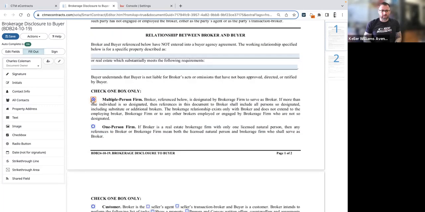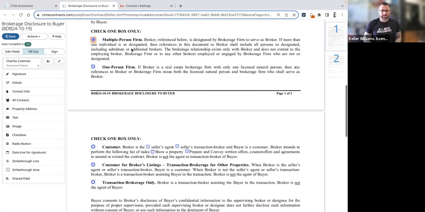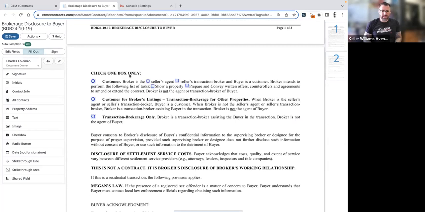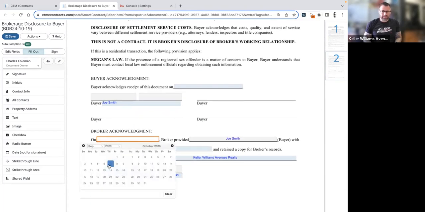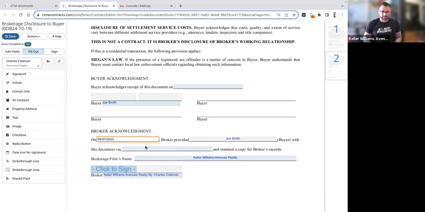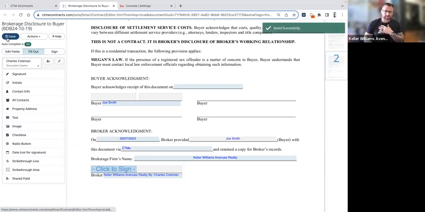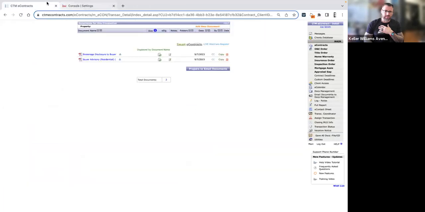So you're going to click multiple person firm. Don't worry about these two. You're not going to worry about any of this, right? Because we're not working with them as a customer. We're not going to show them our property. This isn't a transaction broker relationship. Put in the date. Via, I put CTME here. And then all you're going to do is hit save. And now that's saved. Cool.